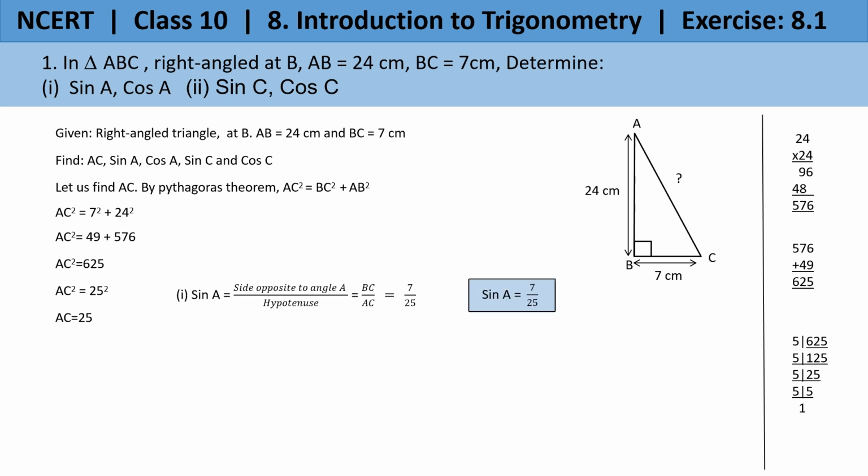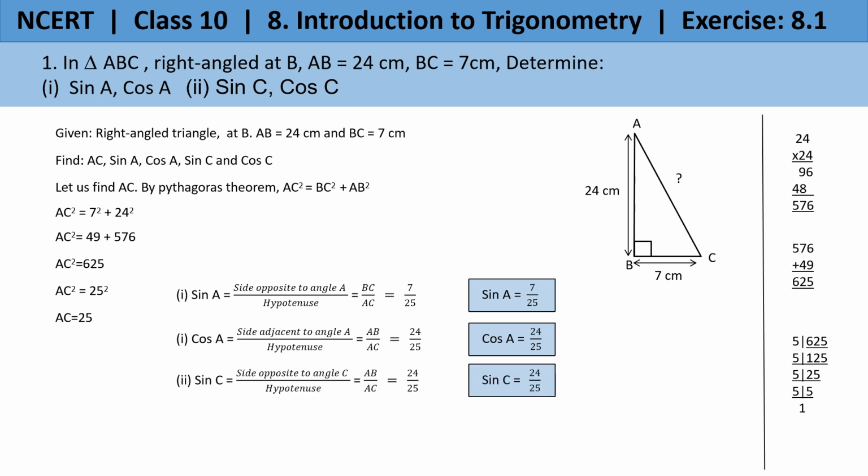Sin A is equal to side opposite to angle A by hypotenuse, which is equal to BC by AC, which is equal to 7 by 25. So, sin A is equal to 7 by 25. Cos A is equal to side adjacent to angle A by hypotenuse, which is equal to AB by AC, which is equal to 24 by 25. So, cos A is equal to 24 by 25.